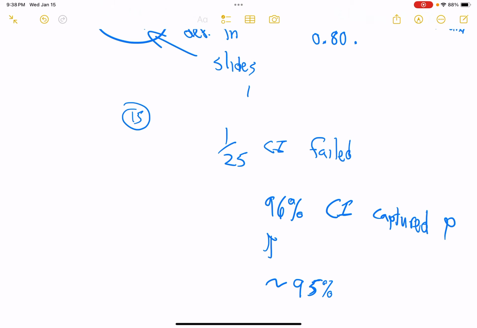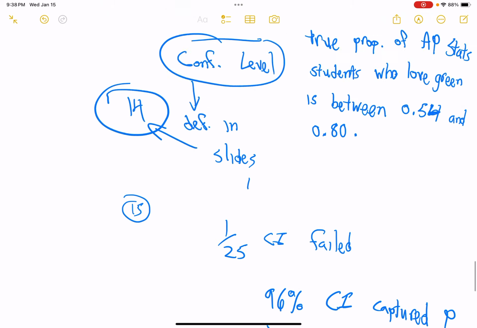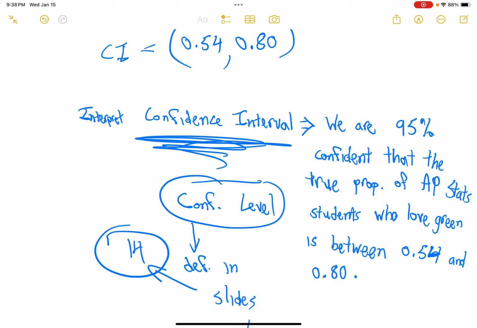Slide 18, we go through once more this definition that I've already mapped out for you of we are 95% confident that blah, blah, blah, blah, blah. Do know how to interpret confidence level and interval and know the difference between the two.